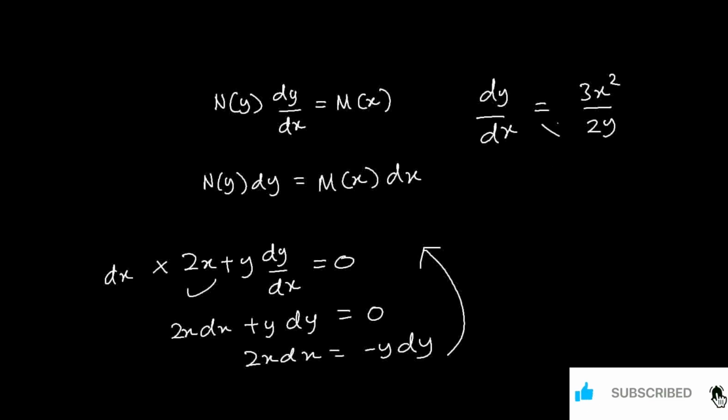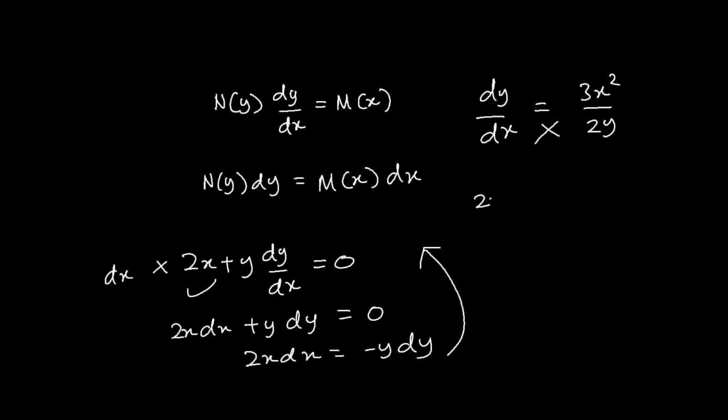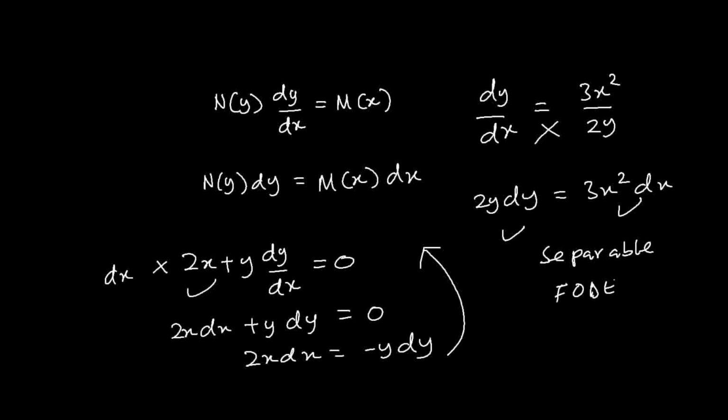Looking at this, after doing cross multiplication, I'll have 2y dy equals 3x squared dx. Therefore you have the y terms separated and the x terms separated. So this is also a separable first order differential equation.